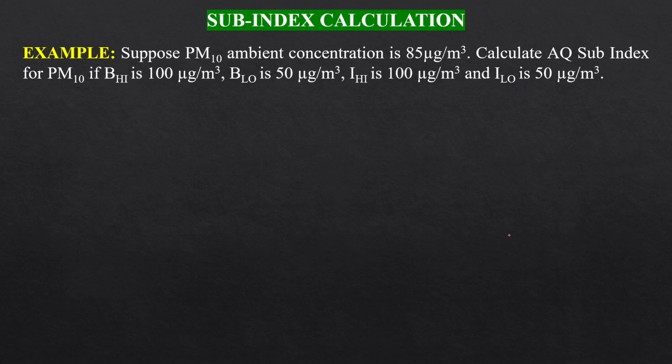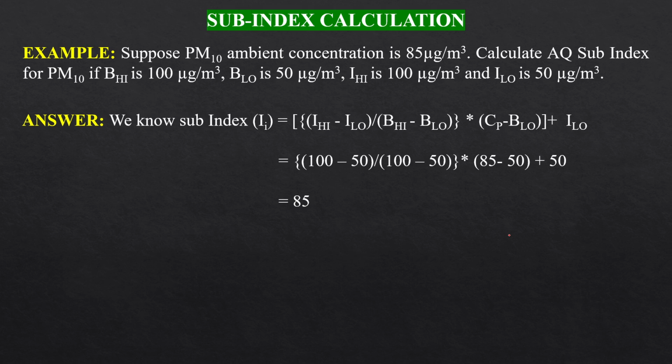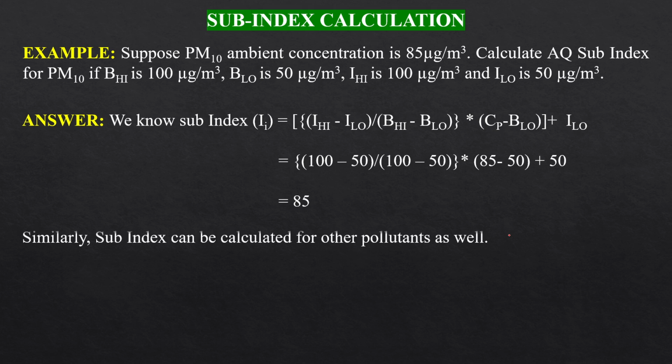Calculate the sub-index for PM10 if B high is 100 microgram per meter cube, B low is 50 microgram per meter cube, and I high is 100. So by applying this formula, we get that the air quality sub-index for PM10 is 85. Similarly, sub-index can be calculated for other pollutants as well.